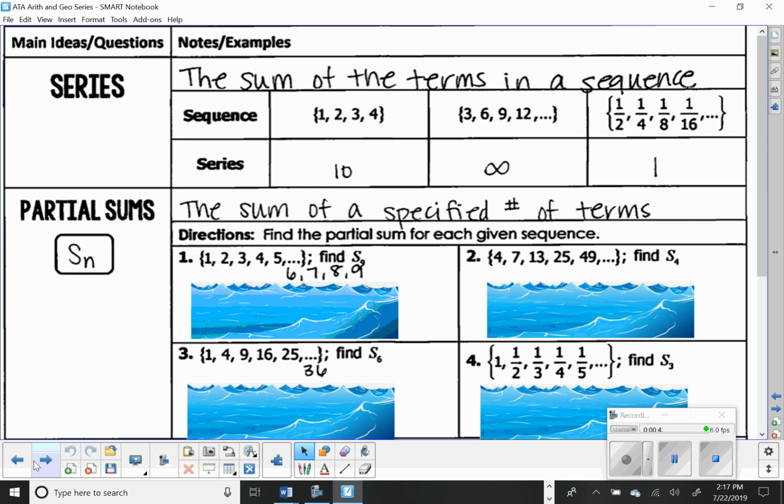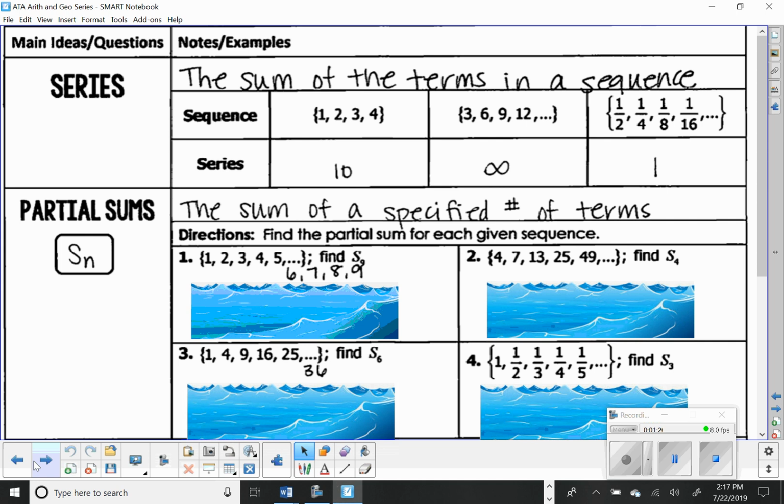A series. Go to the set in your packet that you have, find the page where it has main ideas, questions, and it says series at the top. All right, if you have to, pause the video and find it. Now, here, a series, it's the sum of the terms in a sequence. So a series just says you're adding everything together. If I've got the sequence 1, 2, 3, 4, the series is 10. That's 1 plus 2 plus 3 plus 4. 1 plus 2 is 3 plus 3 is 6 plus 4 is 10.